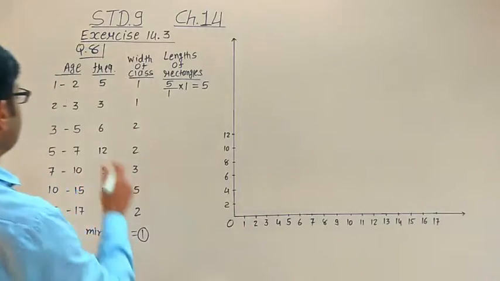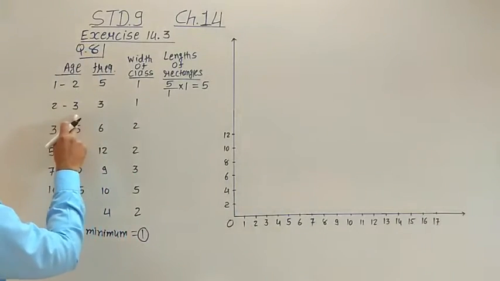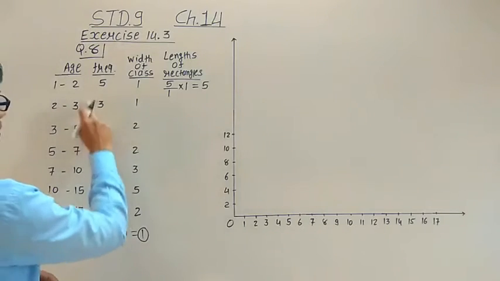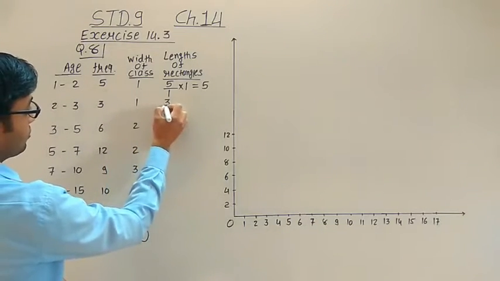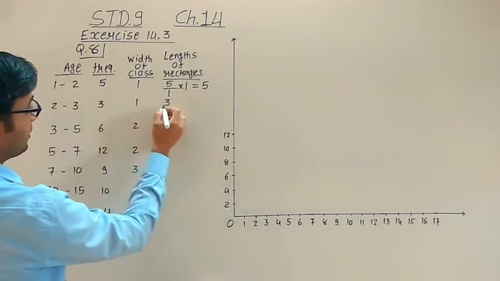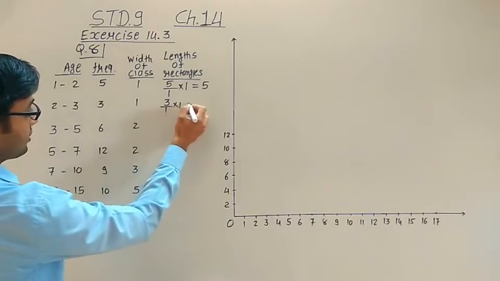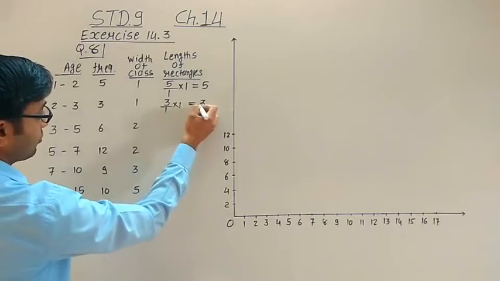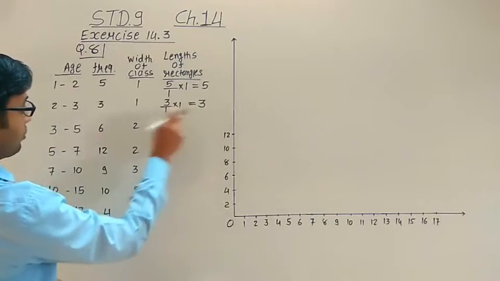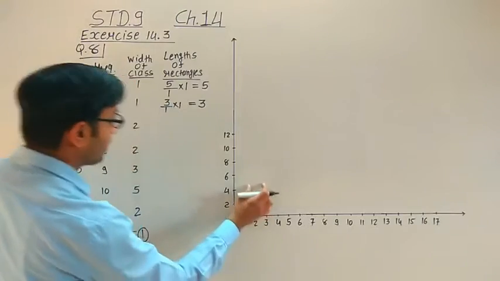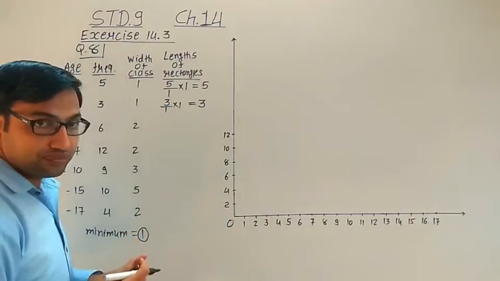The second class interval is 2 to 3. Here also the width of the class is 1. Take its frequency, which is 3, divide it by its width, which is 1, and multiply by the minimum class width. Here again we get the answer 3. So here also there is no change. For the 2 to 3 class interval, we take the height of 3.